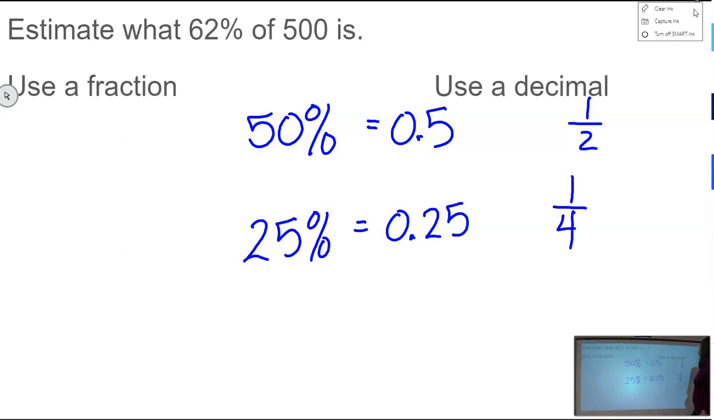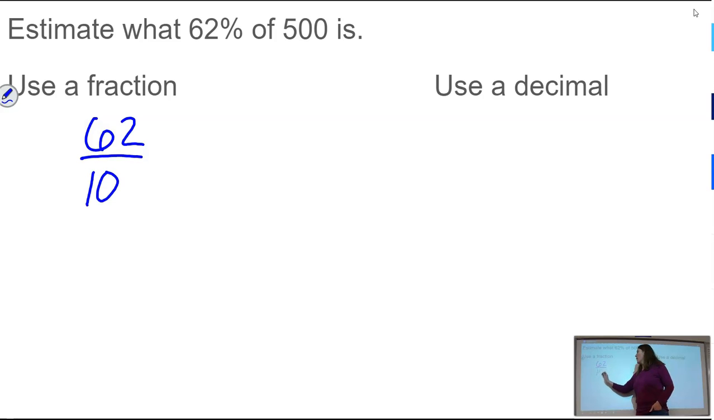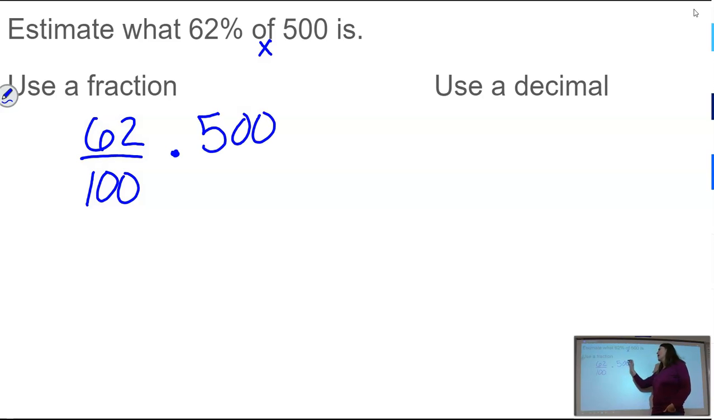So estimate what 62% of 500 is. Now we're going to use two different methods. We're going to use a fraction form. So I know that 62% is 62 over 100, and I want to take the percent of 500. And when I say of, that means to multiply. So I'm going to times that by 500. Well, I like to make it as a fraction, so I'm going to put it over 1. So now I'm going to go ahead and multiply it.